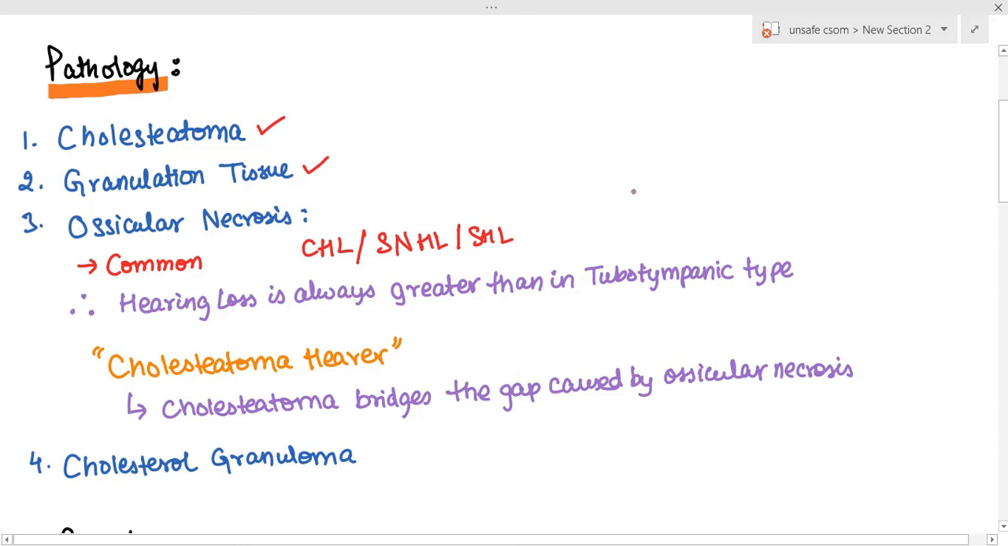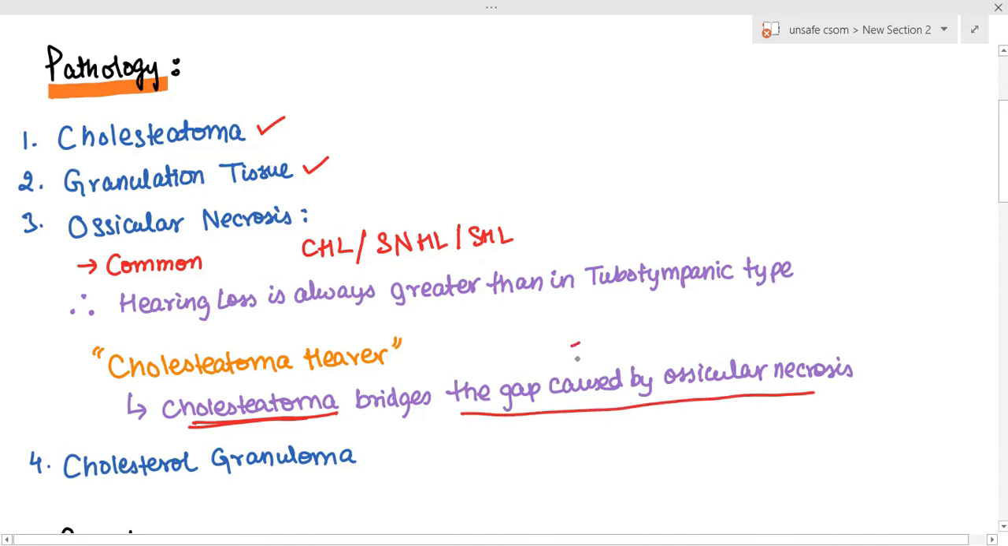So ossicular necrosis is much more common in unsafe CSOM. Now there is a thing called cholesteatoma here. Normally when there is ossicular necrosis, there is decrease in hearing and the patient doesn't hear well. But in some patients with unsafe CSOM, they hear well despite the ossicular necrosis because there is cholesteatoma that bridges the gap between the ossicles.